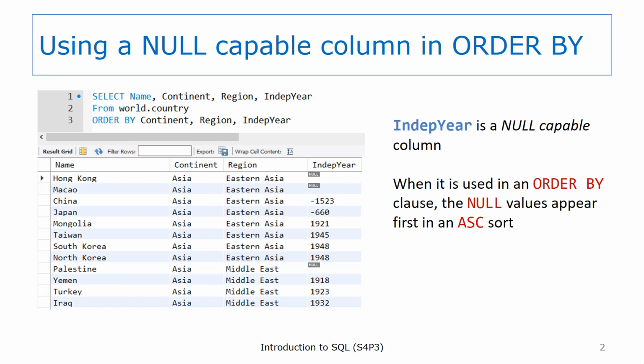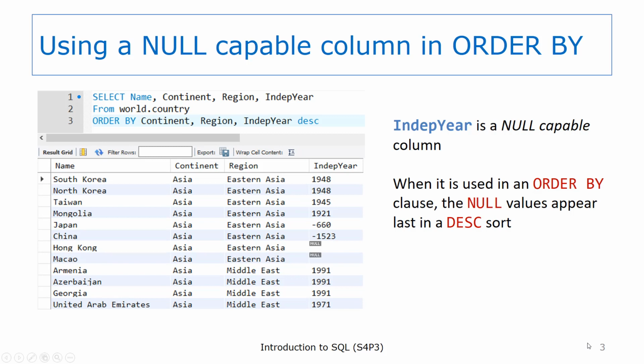In this example, data is sorted first by the continent, then the region, then the independence year. When the default sort order of ascending is used, the null values for the independence year appear first in the sorted order. Notice that null appears before a negative value. China and Japan are shown as having negative independence years, or BC years. The two countries with null values appear before the BC years.